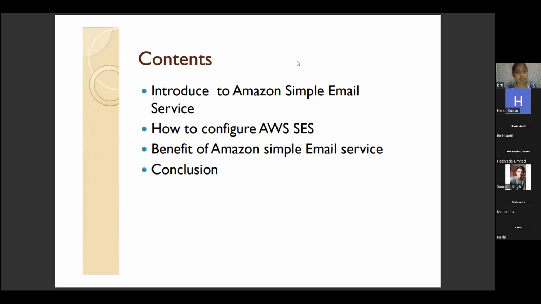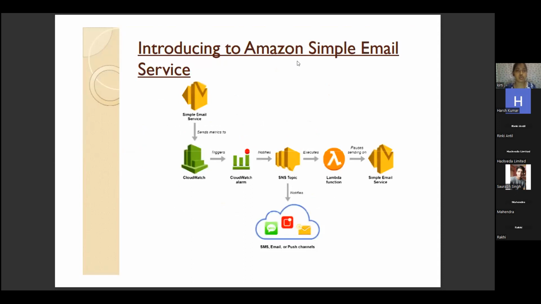Introduction to Amazon Simple Email Service, how to configure AWS SES (SES stands for Simple Email Service), benefits of Amazon Simple Email Service, and last, the conclusion. Amazon Simple Email Service is a cloud email service provider that can integrate into any application for bulk email sending. Whether you use it to send transactional emails, marketing emails or newsletter emails, you pay only for what you use.